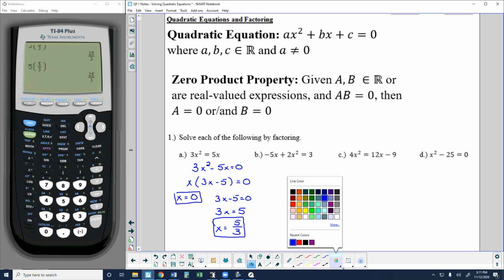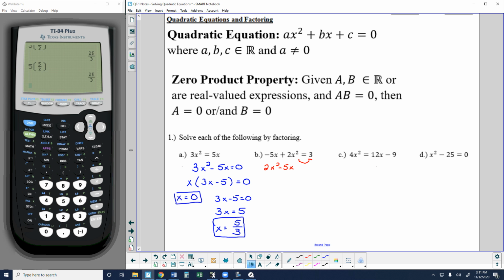In 1b, I'm going to need to do the same thing here, similar thing. I'm going to start by rewriting my equation. So I'm going to list 2x squared first. Then I'm going to have minus 5x. Then I need that 3 from the other side of the equation to move over. So to get that over, I'm going to subtract 3 from both sides. So I'm going to have 2x squared minus 5x, reordering those now, minus 3 equal to 0.